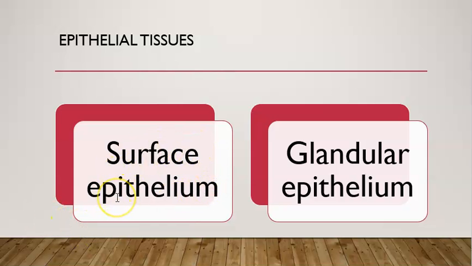The surface epithelium is again classified according to the arrangement of cells and the shape of the cells, and glandular epithelium is also divided according to the number of cells or the number of branches or the type of secretory, the shape of the secretory part, etc. So we can see in detail about the classification. So first we are going to deal with the surface epithelium classification.